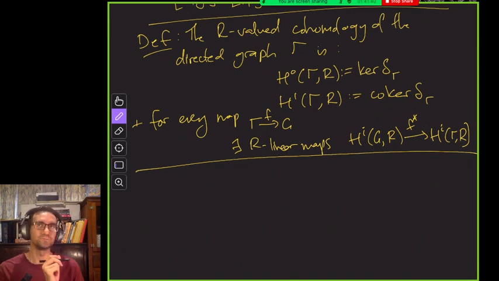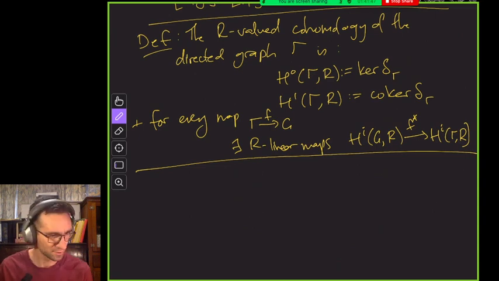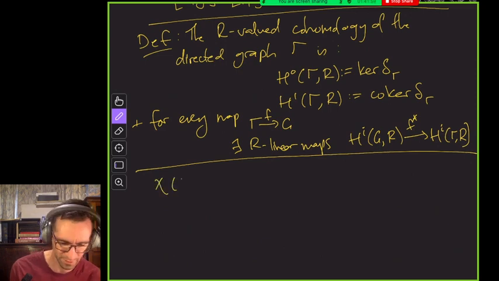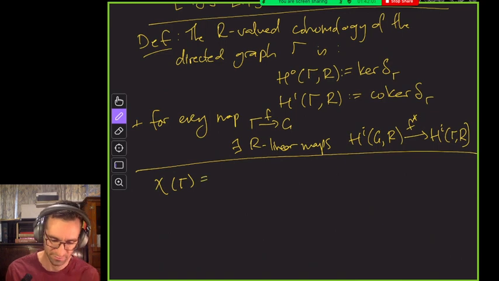So let's see if we can bring it back to where we started. All right, we started with Euler characteristic. So recall, for a finite directed graph, the Euler characteristic is the size of gamma 0 in our new notation minus the size of gamma 1.